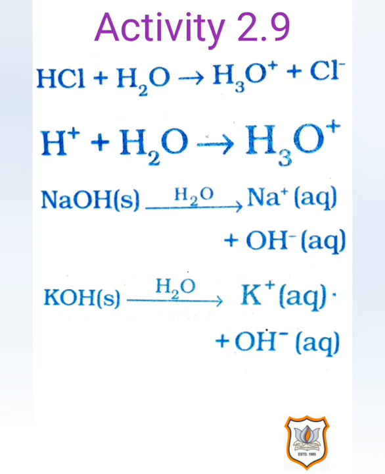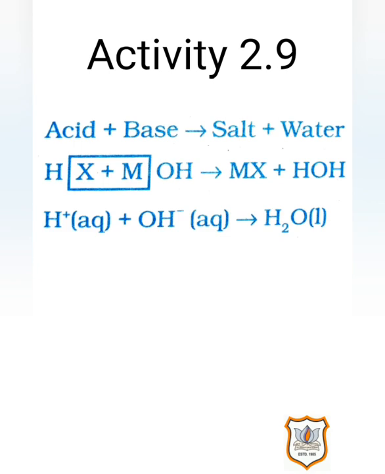But let us discuss what happens when a base is dissolved in water. For example, NaOH, sodium hydroxide in solid form, dissolved in water gives Na plus aqueous and hydroxide OH minus. Similarly, KOH in water gives K plus and OH minus aqueous. So bases generate hydroxide OH minus ions in water. So bases which are soluble in water are known as alkalis. But remember, all bases do not dissolve in water. An alkali is a base that dissolves in water. They are soapy to touch, bitter and corrosive.